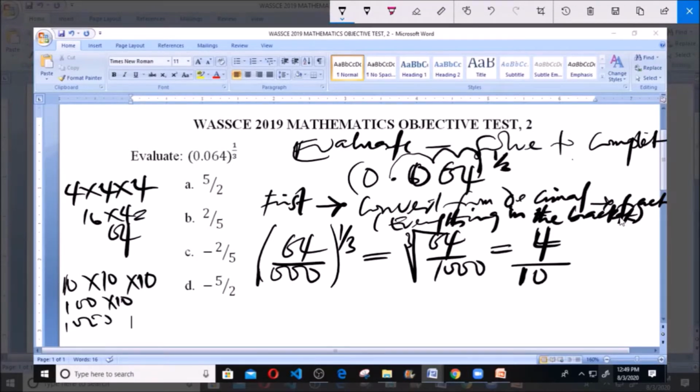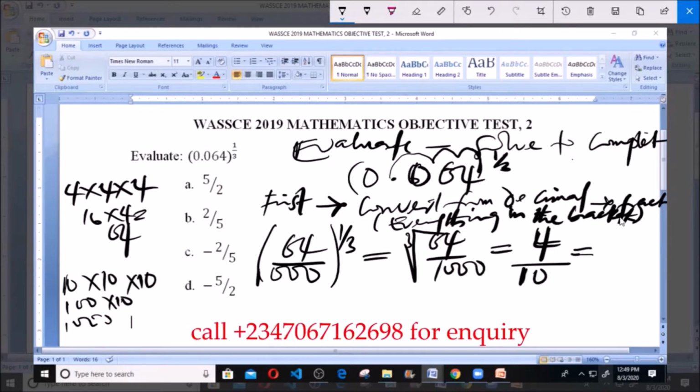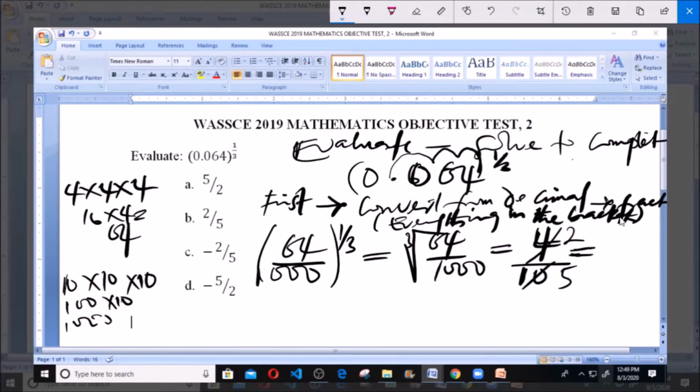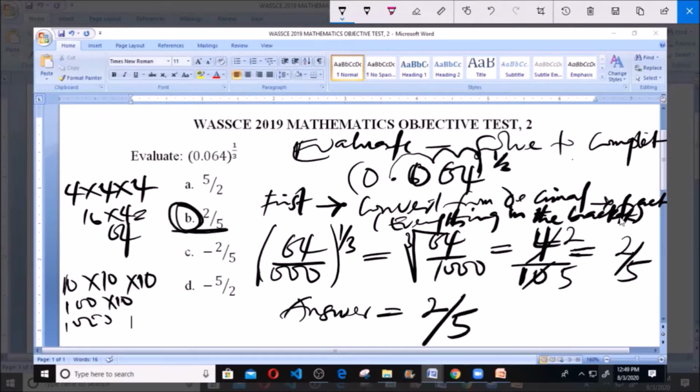Now you can actually divide further because there is a common factor for both of them. 2 can go here and 2 can go here. Now 2 goes into 4 two times and 2 goes into 10 five times. So our answer is 2 over 5. So the answer to this particular question is 2 divided by 5, and that's option B. Now there is no negative sign or anything. It's just directly 2 over 5.